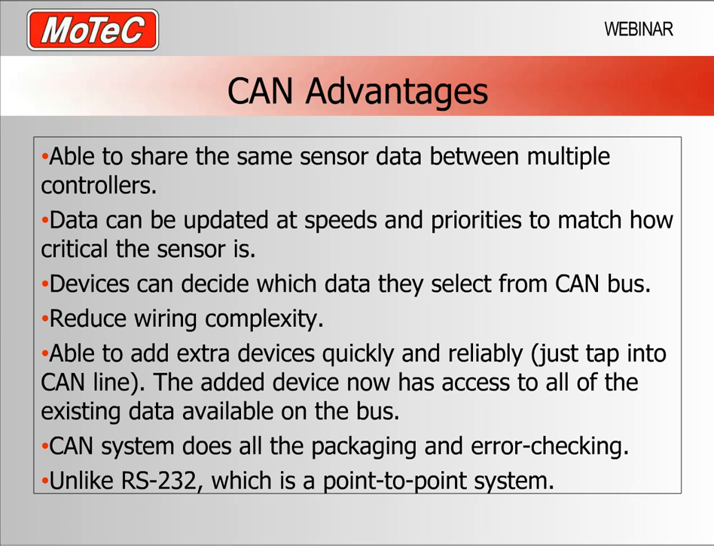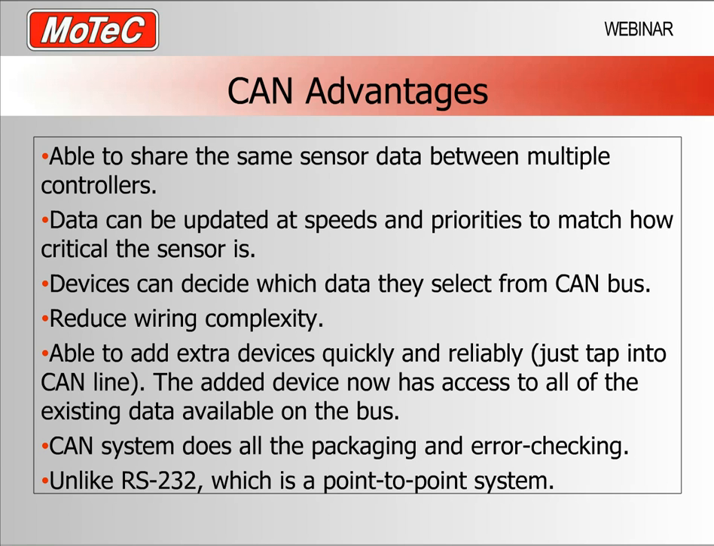So just to reiterate what the advantages are, we can share the same sensor data between multiple controllers. We might have, for example, a lambda channel in one device, and we can transfer that information across the CAN bus to many other devices. Another major advantage of CAN over earlier communication systems is that each item of data that we wish to transfer can have its priority defined, and also how fast that data is updated. So we can run multiple transmit speeds, and we can run multiple priorities within the CAN system, and both of these things are very easy to configure.